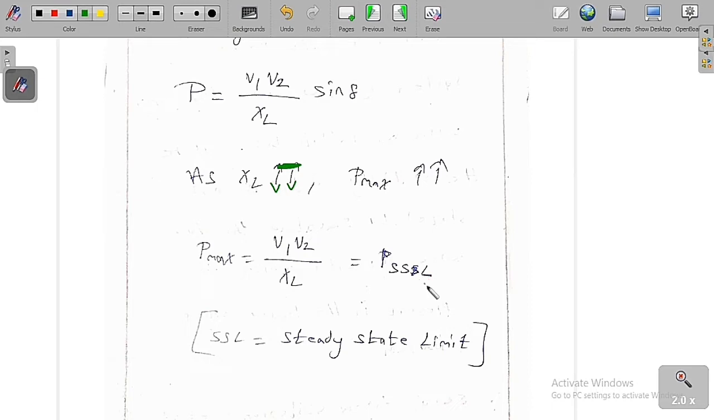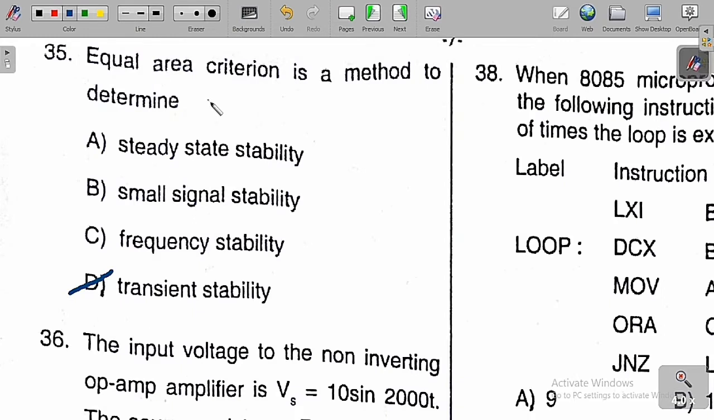So by keeping the capacitance in series with the transmission line, we are going to increase the steady state limit, or the maximum power that we can transfer to the line, or simply we can say that it is going to enhance the power system capability. So now we are going to solve another question.